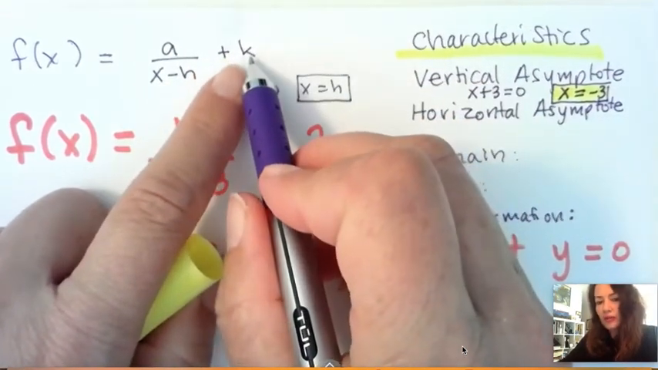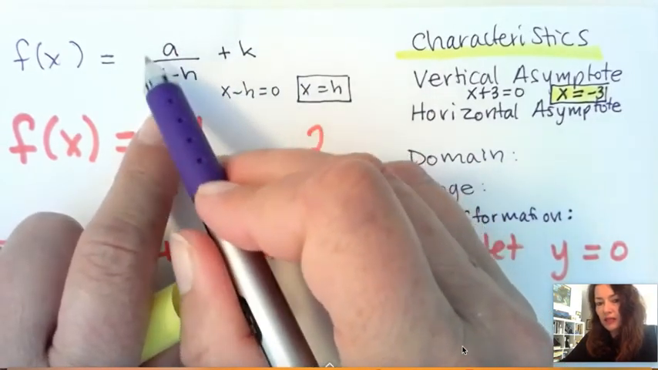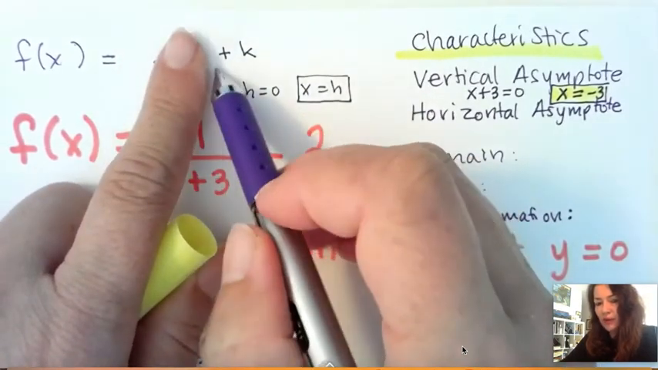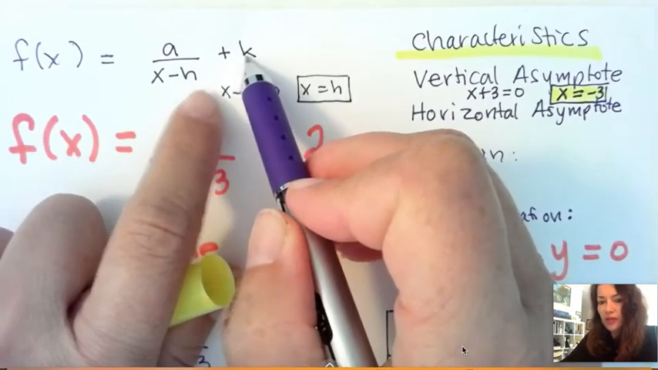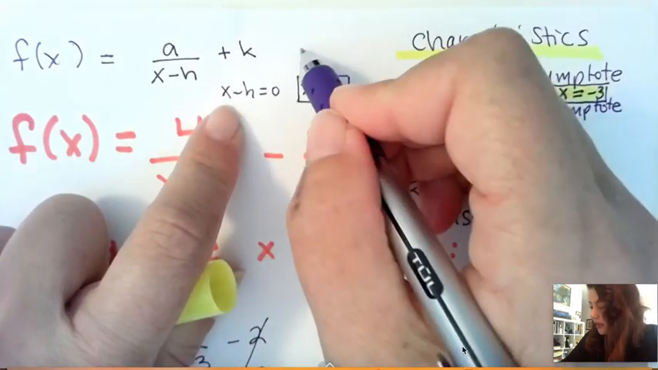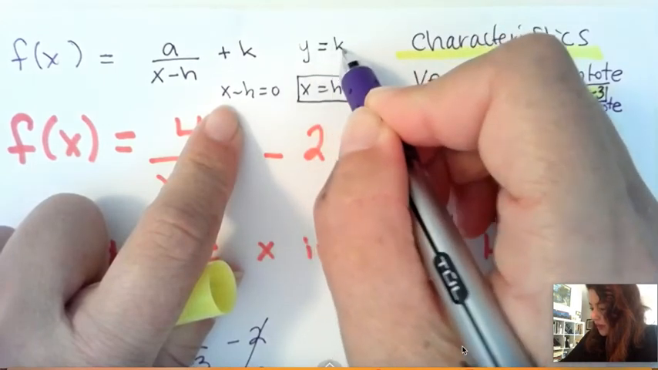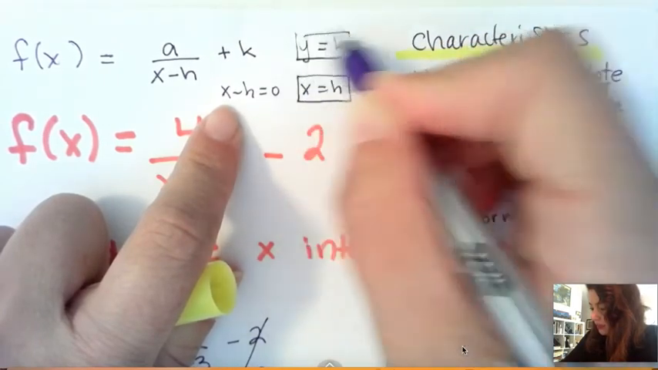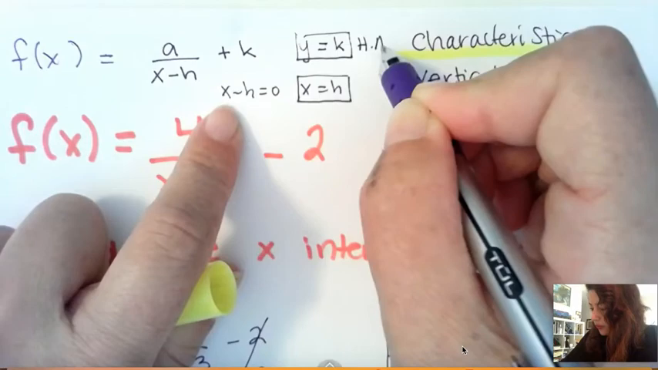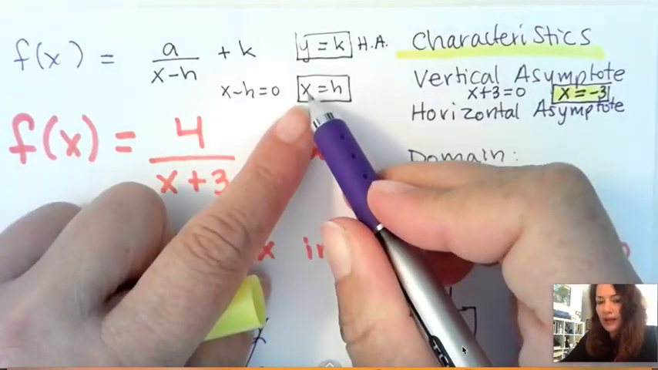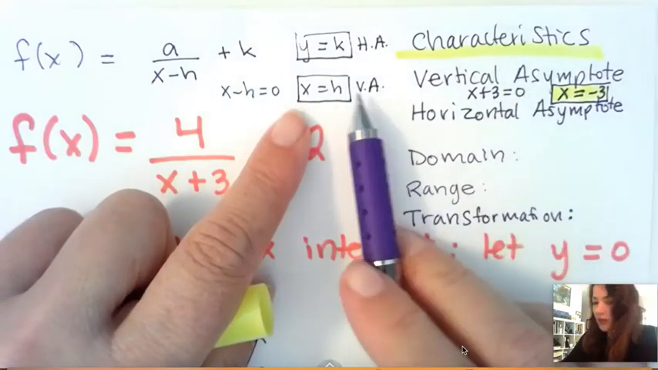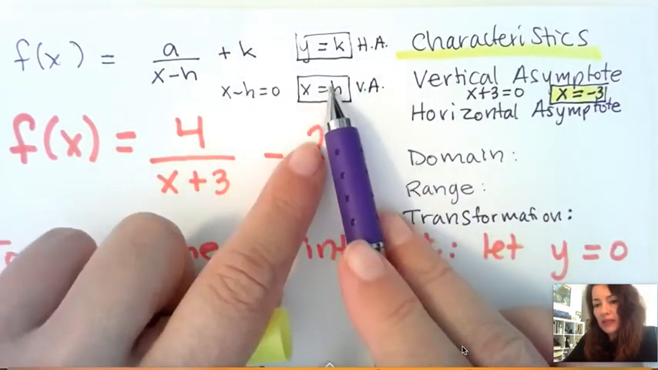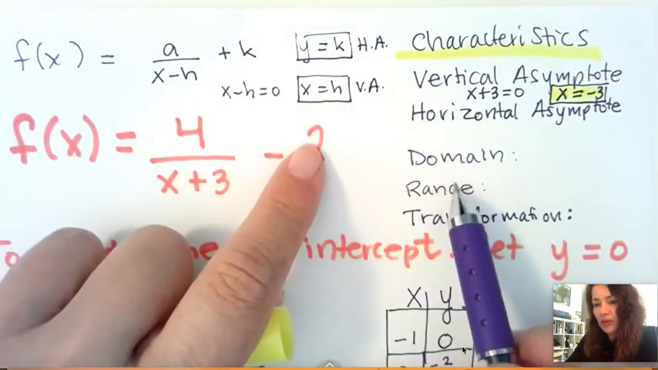And our horizontal asymptote, since this fraction can never be 0, is going to be right here, y equals k. So y equals k is, I'm going to call this h.a. for horizontal asymptote, and x equals h is a vertical asymptote. Okay, now this is important because this will help us find the domain and range.